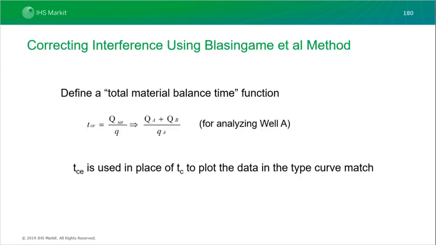To correct for interference in multi-well analysis, Blasingame came up with a method which defines a total material balance time function. This takes into consideration the effect of the second well on the first. For example, in the example that we just saw, if we think about well A, the material balance time function would normally be cum divided by rate. But in this case, it will be cum A plus cum B divided by the rate of A. In the type curve match, we're going to use this material balance time function instead of the original material balance time, and this will allow us to correct for interference.